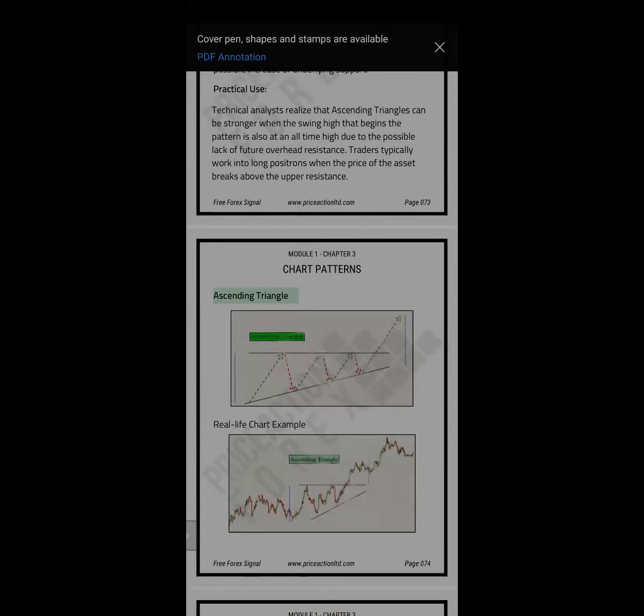It's a bullish pattern. Ascending triangle is a bullish continuation pattern. It simply means that when you connect a series of highs and lows, the resistance is in a horizontal form, while the support is upward slanting. That's a sign of an ascending triangle formation.